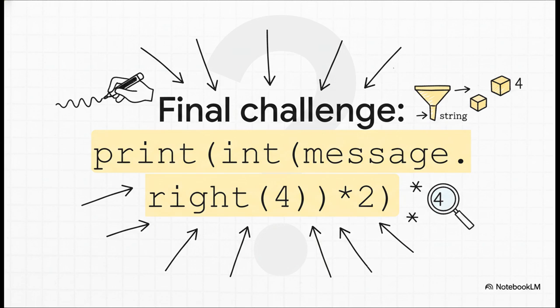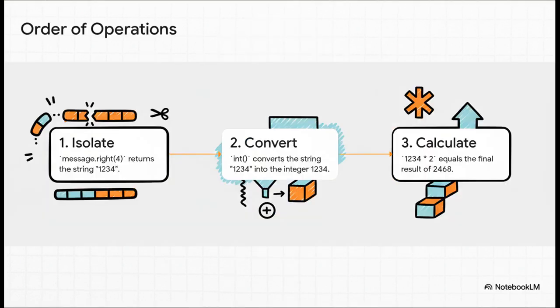The last one. Now this one looks a little beefier, right? It's got a few things happening at once. We've got .right(4), then this int thing, and then a multiplication. The absolute key here is to work from the inside out. Don't panic, just peel the onion one layer at a time. So let's walk through it. Step 1, message.right(4). That's just like .left, but it grabs from the end of the string. So it pulls out 1, 2, 3, 4.